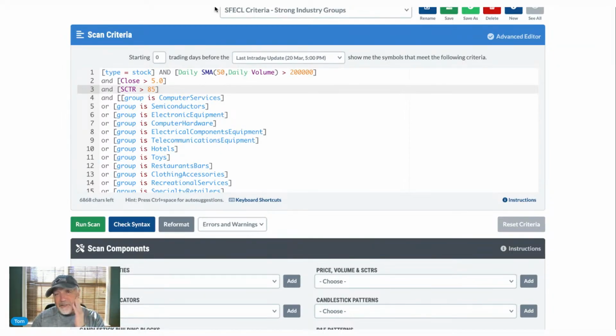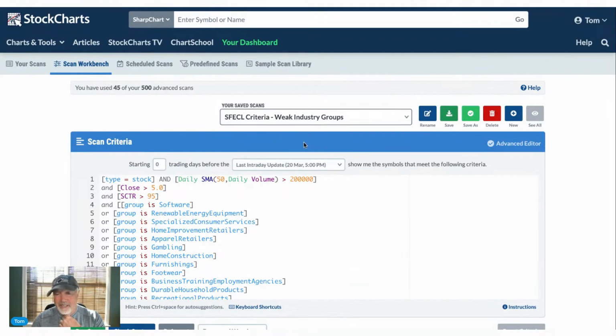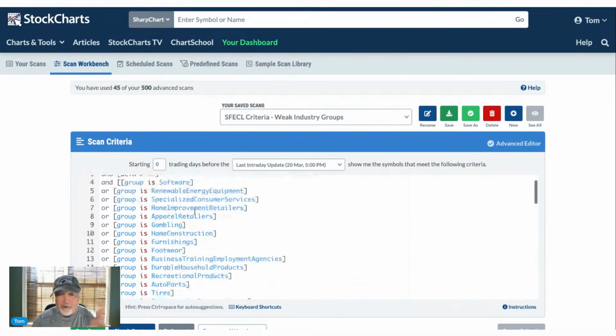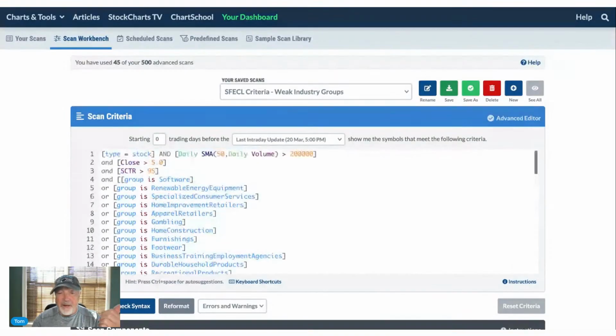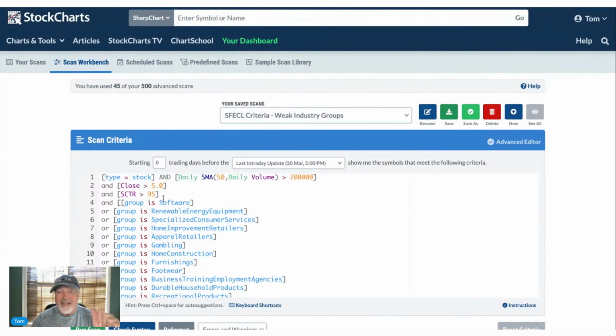Then we'll take another scan over at StockCharts of the weakest industry groups, and here they are listed out, but the SCTR has to be at 95 on this. So we are talking about individual stocks that are bucking the trend of their peer group, which is not particularly strong, but they still have a very, very strong SCTR showing relative strength. And again, it's got to be over $5, with that 50-day average volume over 200,000 shares. And that's how we put this index together.